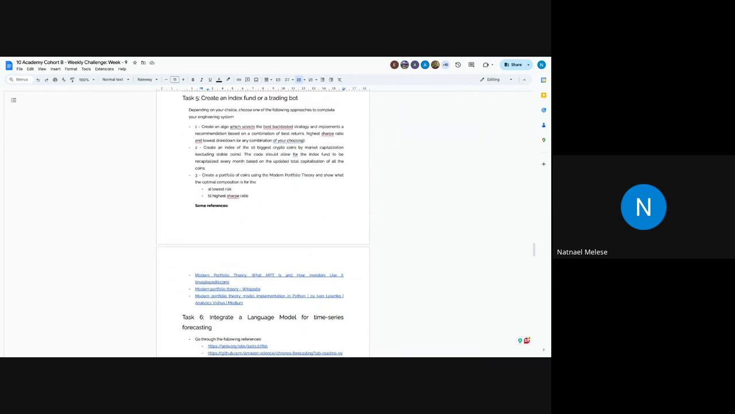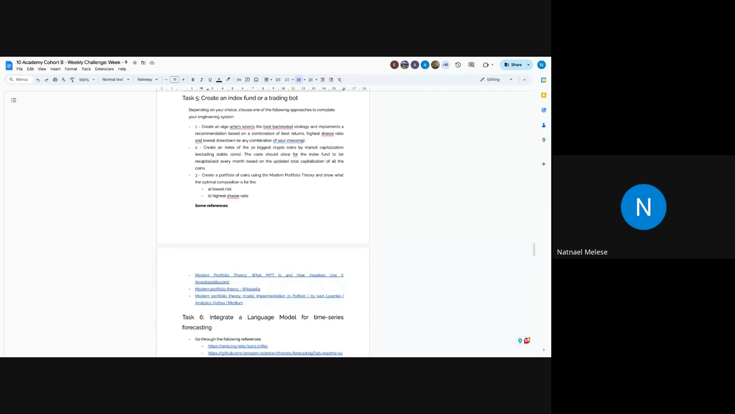Try to understand the references here too. Now you'll create an algorithm which selects the best backtest strategy and implements a recommendation based on some combination of best returns, highest ratio or lowest drawdown, which means any combination of your choosing can be applied here. And the next step would be to create an index of the 10 biggest crypto coins by market capitalization.